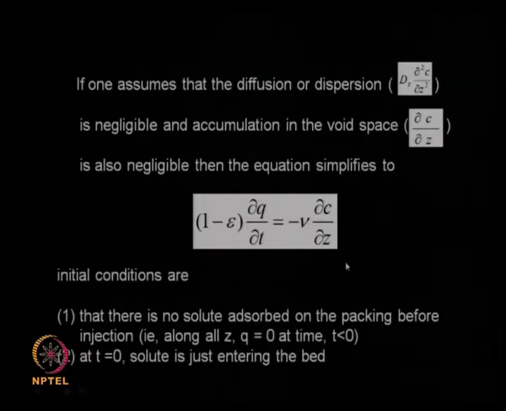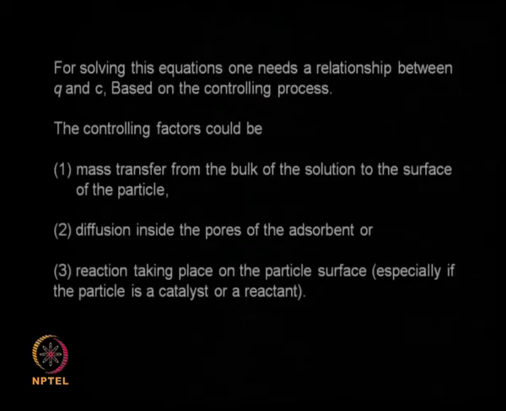These are the initial conditions, but still it is not enough if you want to solve this particular partial differential equation, okay. So we need to have some relationship between q and c, otherwise we will not be able to solve that. So that means we need to know what type of mechanism is operating. There could be a lot of physical processes happening inside. Because it is chromatography, we will assume there is no reaction, but there are a lot of physical processes taking place which determine the relationship between q and c.